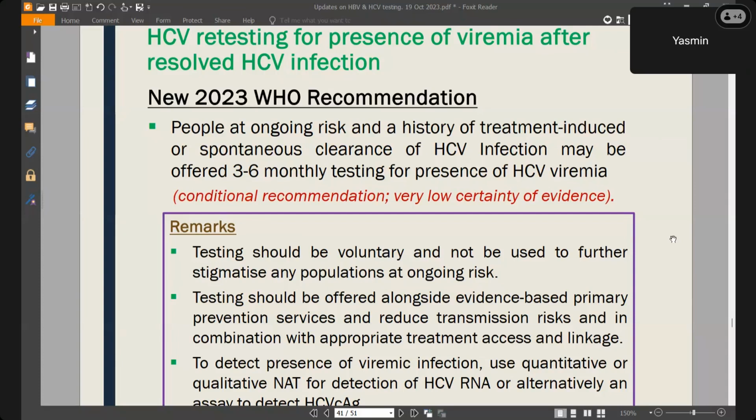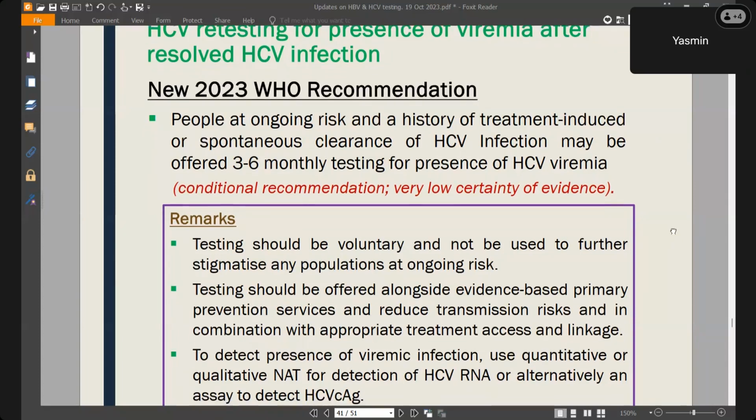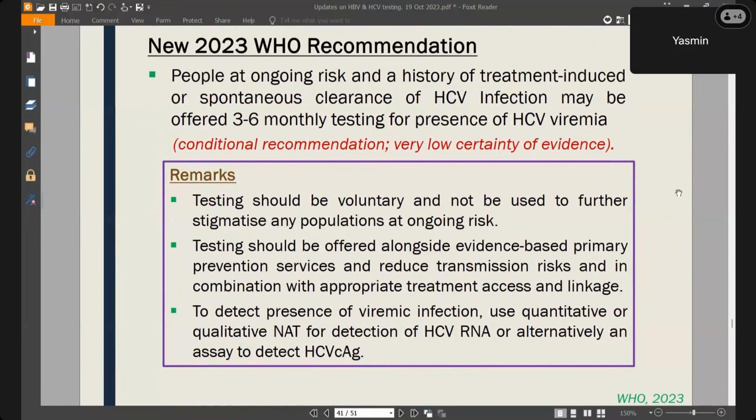Now, the recommendation is conditional, with very low evidence. Why did they say that? Well, for one thing, they say that testing shouldn't be mandatory. They say that, yeah, it's available. They said it may be offered. So in other words, you're talking about something that's voluntary. So we shouldn't push them because at the end of the day, Hep C is a stigma, especially for those at ongoing risk. But the one thing we need to tell them is that it does reduce transmission, and with the availability of testing, if positive straight away, we can start you on treatment. So that's the advice we give them. And what do we use? Of course, we use HCV RNA, or alternatively, HCV core antigen. Next slide.